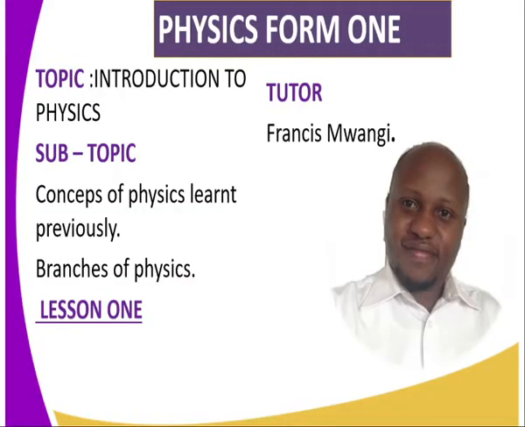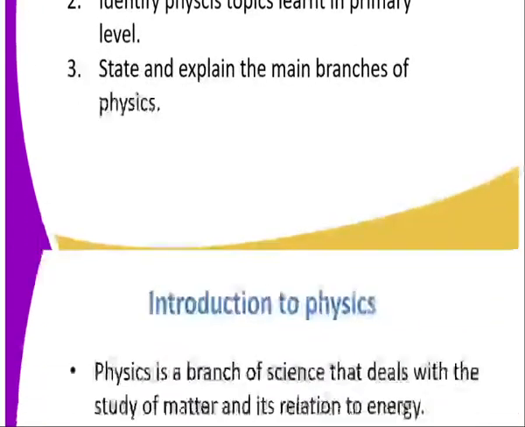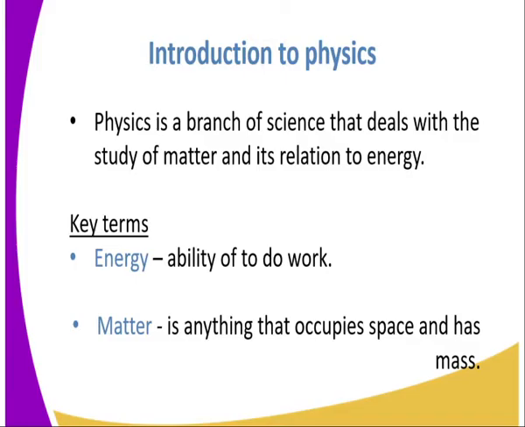So, what are the goals of this lesson? By the end of this lesson, you'll be able to do the following: define physics as a branch of science. You'll also be able to identify physics topics learned in primary level and state and explain the main branches of physics.